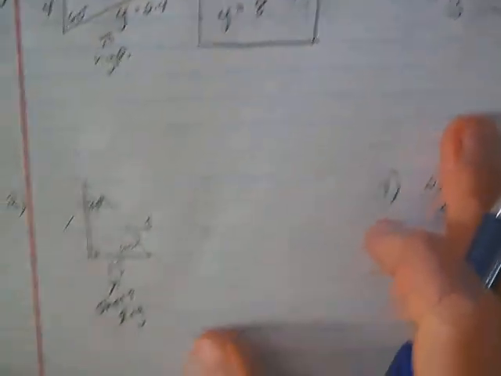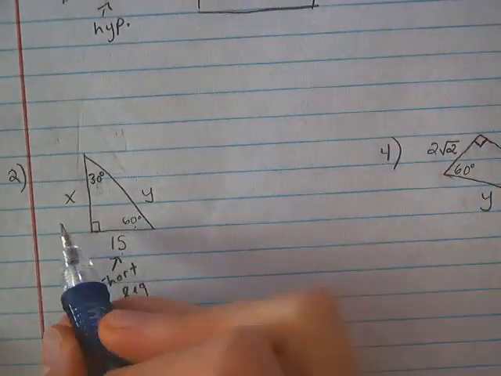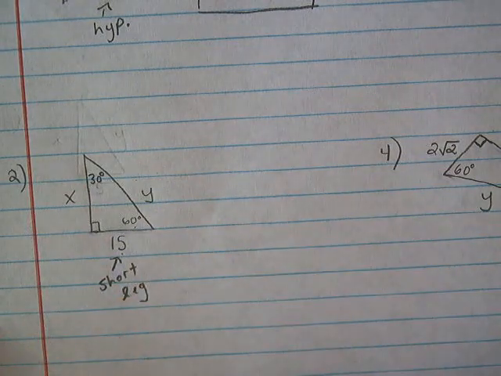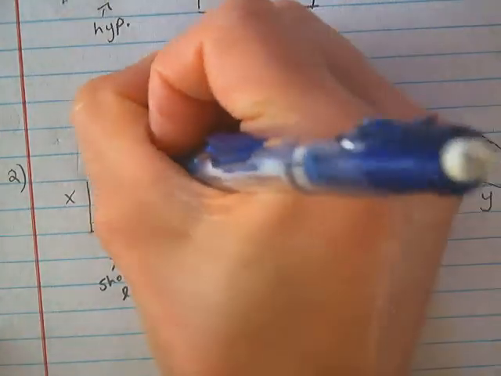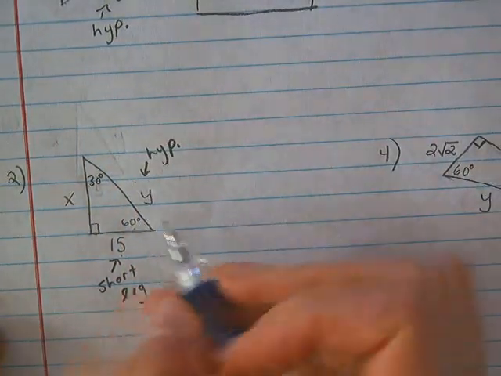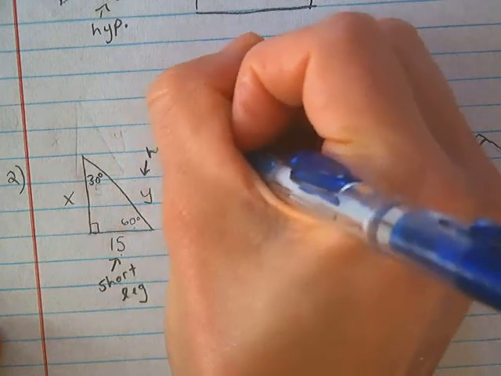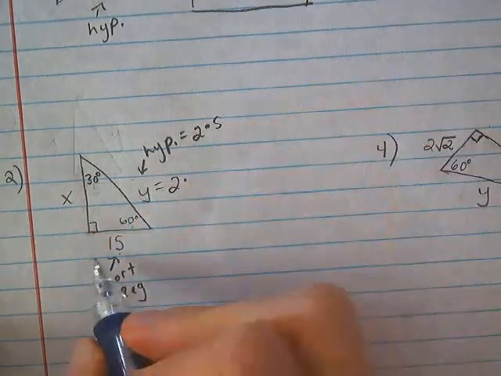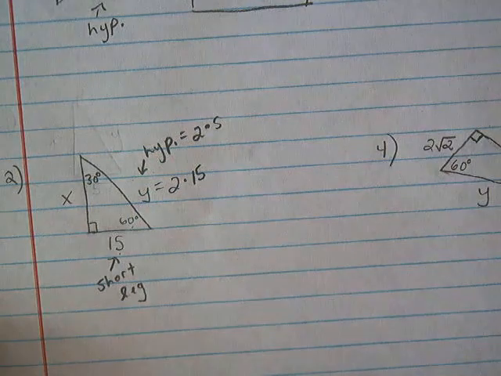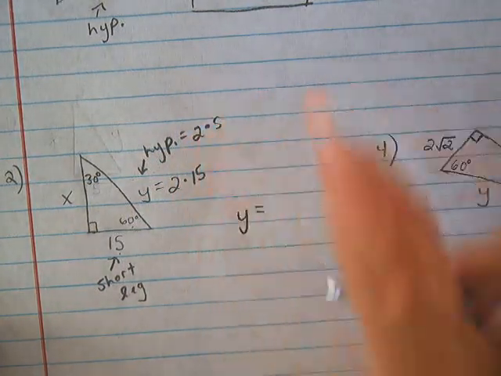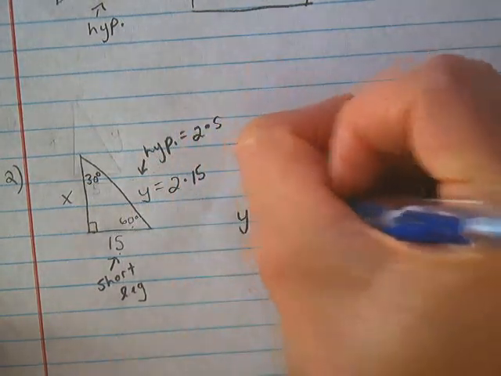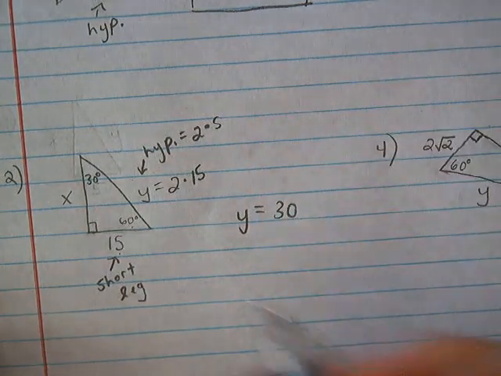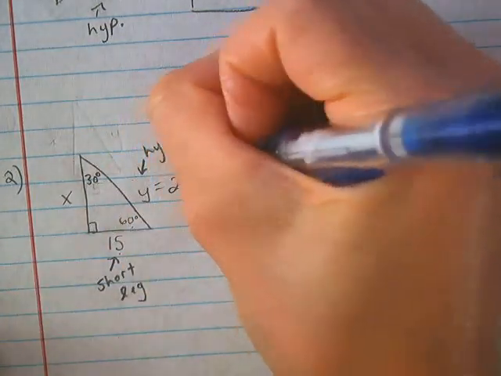So let's figure out which one is my hypotenuse here. Which one's across from that 90-degree angle? Well, that would be y. So this is my hypotenuse. Sometimes it does help to label. So to find the hypotenuse, you have to take 2 times, and I'll just put an S for the short leg, okay? So to find that, I have to take 2 times, and then my short leg is 15, okay? So y would equal 2 times 15 is 30, okay? And then, I'll write that over here.